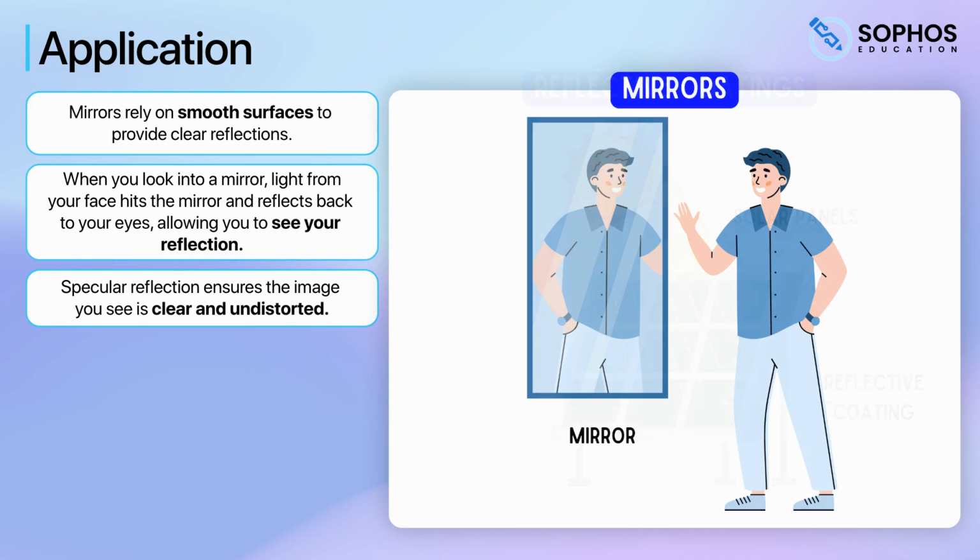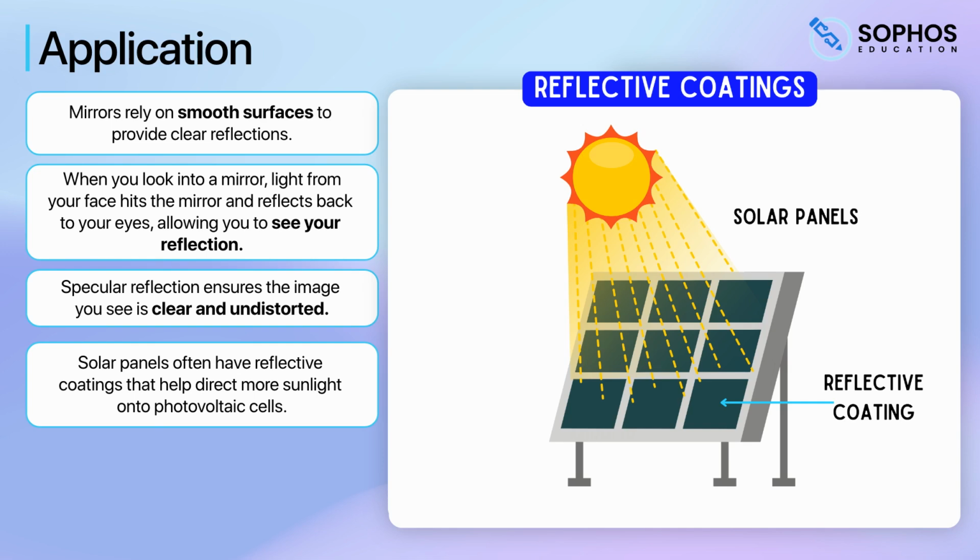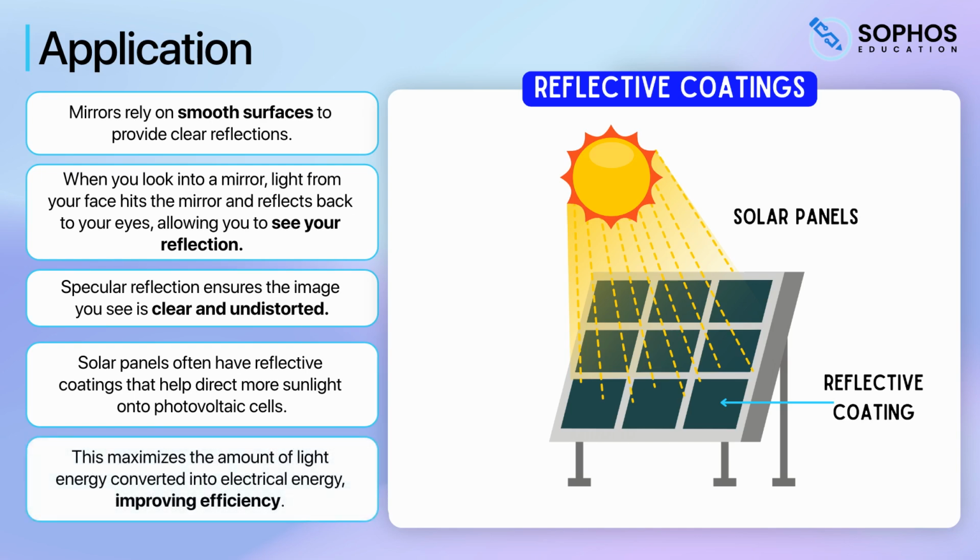Another use case is reflective coatings. For example, solar panels often have reflective coatings that help direct more sunlight onto photovoltaic cells. This maximizes the amount of light energy converted into electrical energy, improving efficiency.